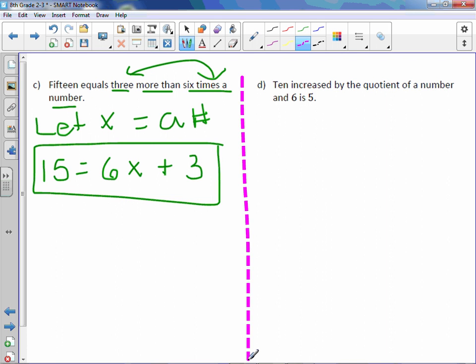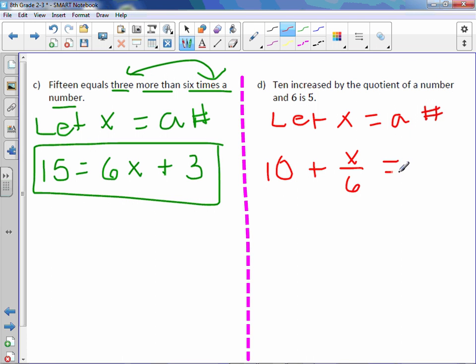Letter D. 10 increased by the quotient of a number and 6 is 5. Let x equal a number. 10 increased by means add. The quotient is the answer to a division problem. So we have division. The quotient of a number and 6 just means x over 6, with x in your numerator. Is 5.